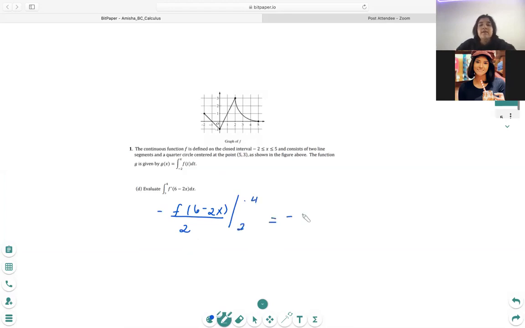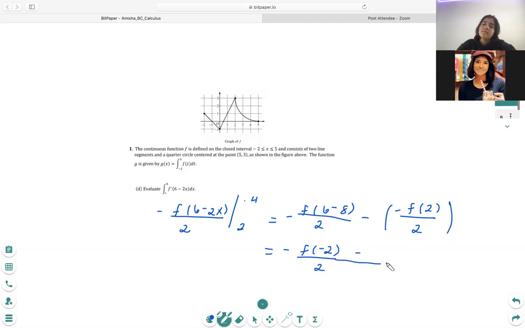So what we're doing here is negative f of 6 minus 8 over 2 minus negative f of 2 divided by 2. So we get negative f of negative 2 over 2 plus f of 2 over 2. So you see I just combined our denominators here because they're common, and this is what we get. So let's find: negative f of negative 2 is negative 1, plus f of 2 is 3, divided by 2 will give us a final answer of 1.